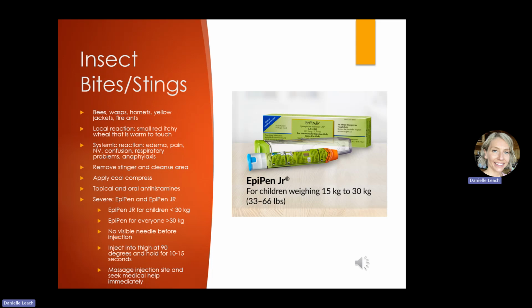And we want to recommend that they seek medical help after the injection. So even if they're like, great, I didn't have an allergic reaction because I used my EpiPen, it is epinephrine. So it can cause some cardiovascular problems, and they should be checked out by the provider after using it.